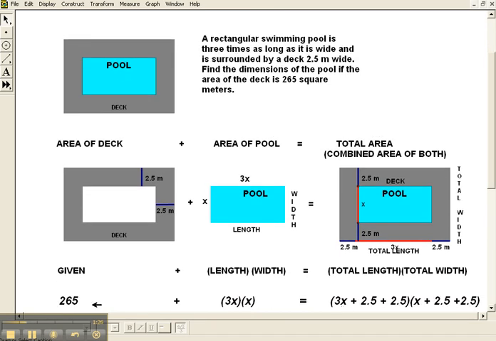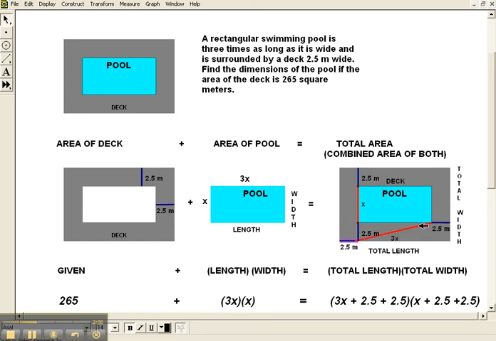That's the 265. The area of the pool, since it's rectangular, can be found by taking its length times its width, the formula for the area of a rectangle. And the length in my picture is 3x multiplied by the width of x. Now the total length of the pool and deck combined can be found by taking the length of the pool, the 3x. So in this diagram here, the 3x is the red line segment, plus the 2.5 meter width of the deck on each side.